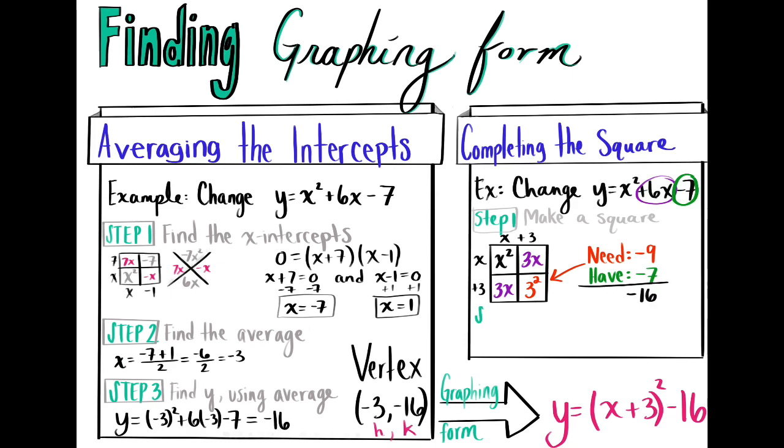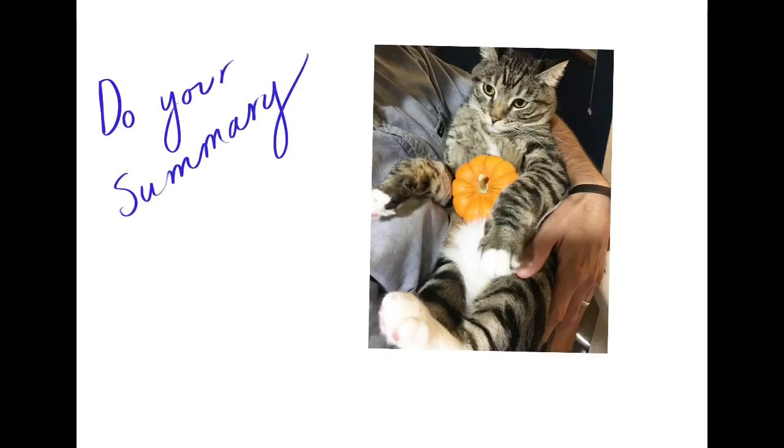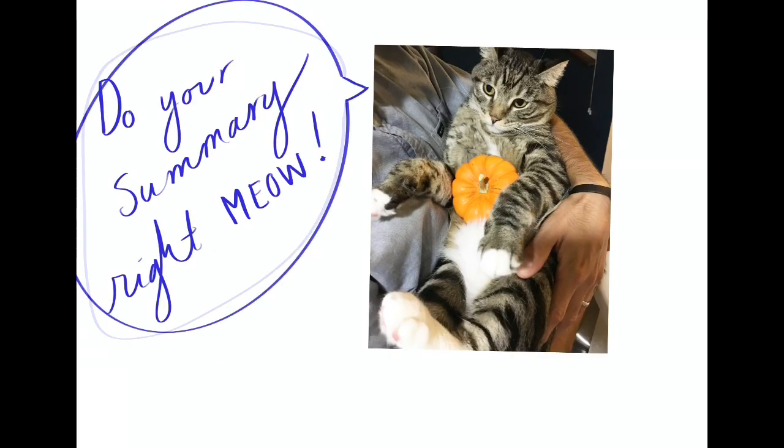Now look at your equation. We have negative 7, so that means we need a total of 16. And then you just write your equation. So you have your x plus 3 squared, and then your minus 16 on the outside. And notice we got the exact same thing. So those are the two different methods for rewriting in graphing form. Don't forget to do your summary.